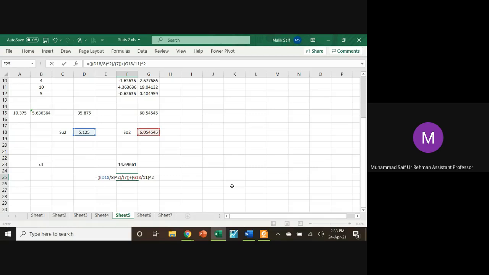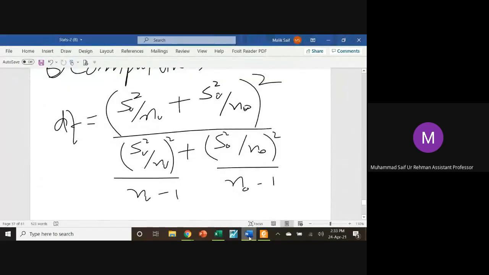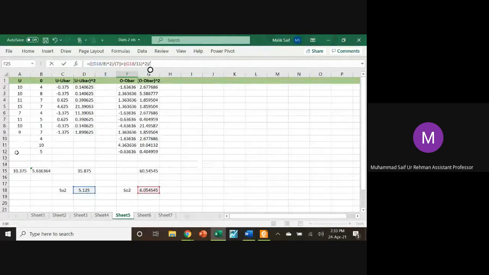And then close the braces. Close the braces from both sides in this way. Then come over here and you have to put slash for division and NO minus 1. So again, how many number of observations are there? 11. So 11 minus 1, 10. So you have to write down 10 over here in the braces. And then you have to close the brace once again.